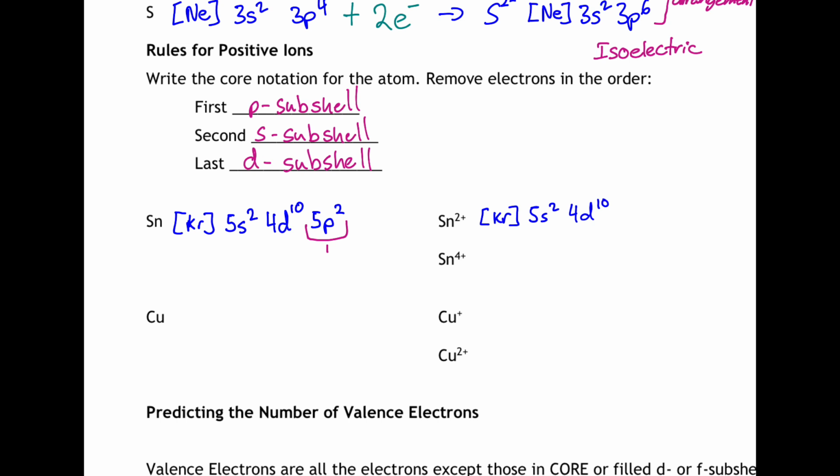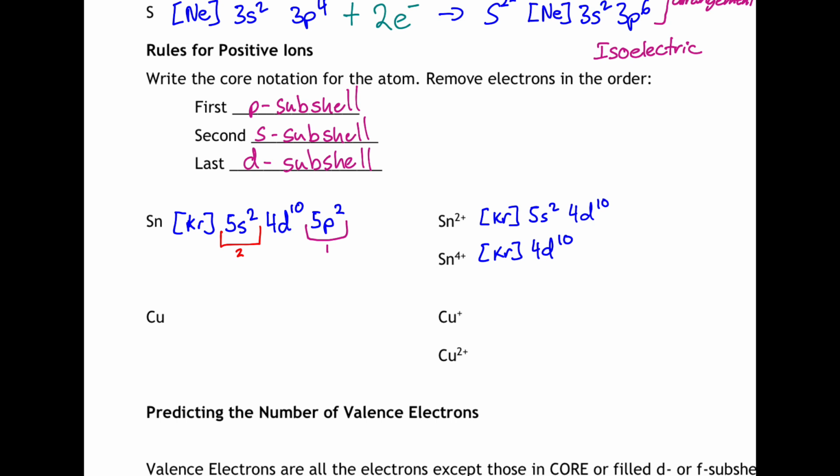Now, the next easiest ones to remove are the s orbitals. We don't like removing the d orbitals very much. We can do this one second, and so I can take both of those sets off. I can take 2 of the p orbitals off and 2 of the s orbitals, and that's a total of 4 away, which gives us our 4 plus charge on the tin. So this is going to be krypton and just 4d10.